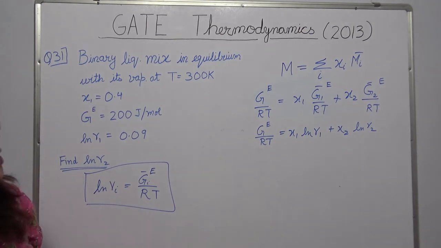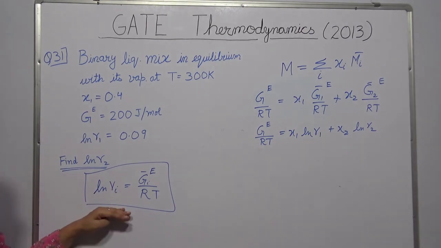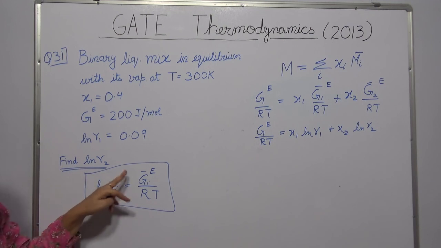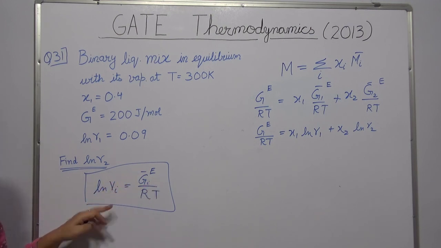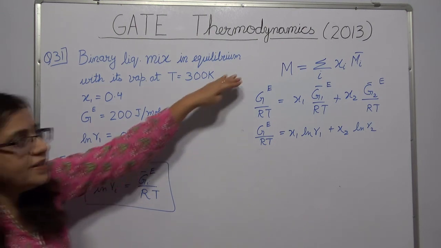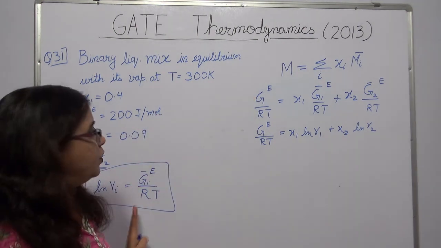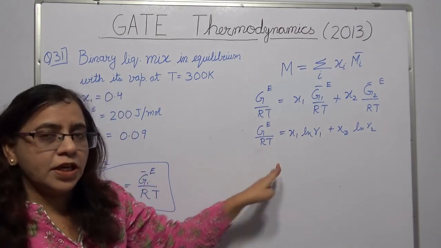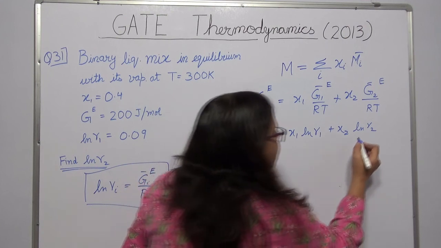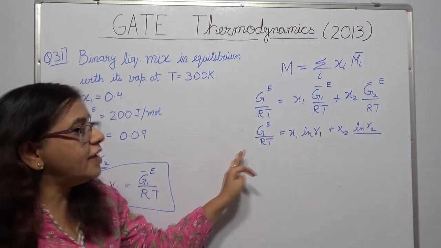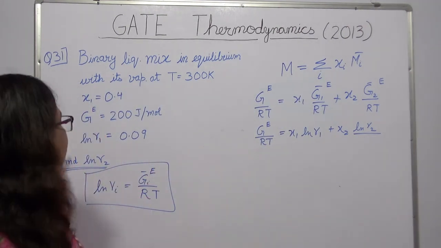Fine. So what I have done, first of all, I have written the relation between the partial molar excess Gibbs free energy and ln gamma i, and then I applied the summability rule, put this over here and then got the relation. Now everything else is very simple because I have to find out ln gamma 2 in this equation and everything else I know. So I will quickly put everything there.